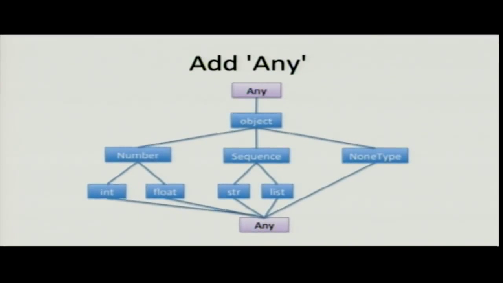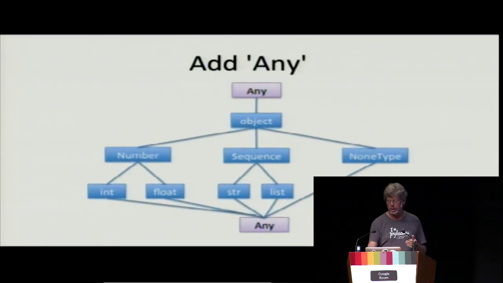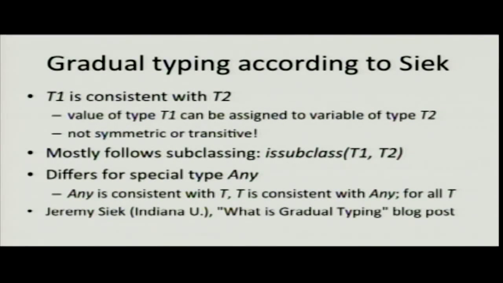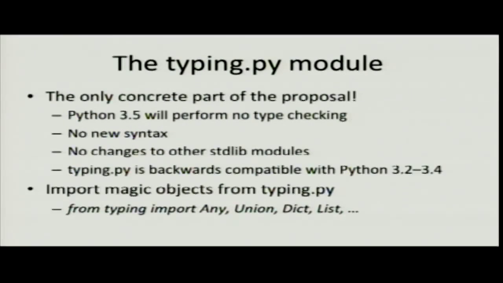We want this version. And there is a separate relationship which is formally called "is consistent with", that is just like the subclass relationship, but special cases any on either the T1 or the T2 position. And you either got this at this point, or I'm going to ask you to look it up later. Actually, Jeremy Siek has a very good blog post, "What is gradual typing?"